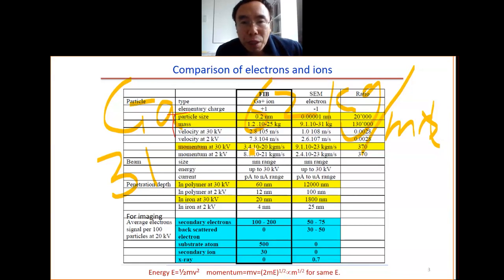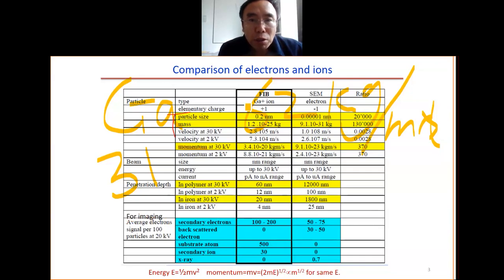You can see the momentum here is more than a few hundred times that of the momentum for the electron. So here the beam size can go to the nanometer range. For the penetration depth, for the ion beam, we go to a few tens of nanometers. The typical is about 1 nanometer per kilovolt. But for the electron beam, it can go to more than 10 micrometer for the polymer or 2 micrometer for the case of the iron or silicon when we use 30 keV.